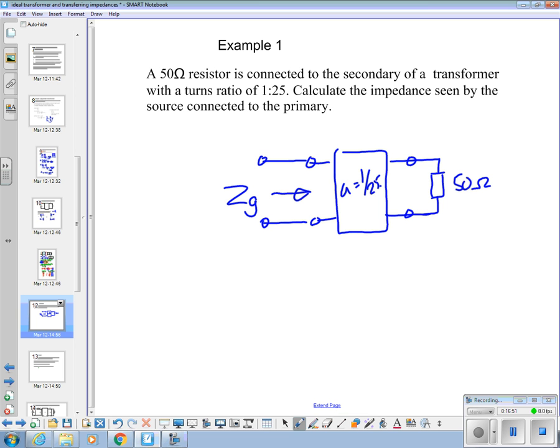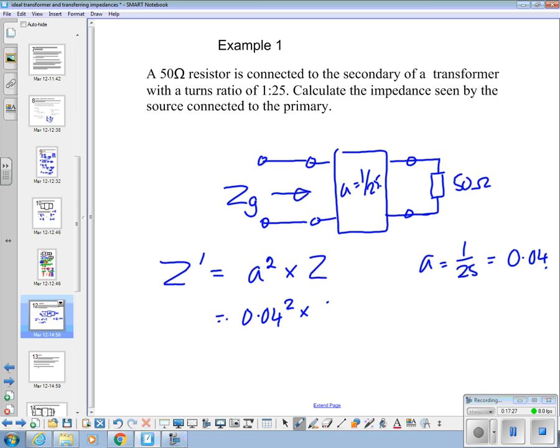Okay, so what we've got to use here is, it wants to know what Z dash is, and from the formulas we just looked at, Z dash is equal to A squared times Z. A equals 1 over 25, which is equal to 0.04. So the answer here is 0.04 squared times 50 equals 0.08 ohms.